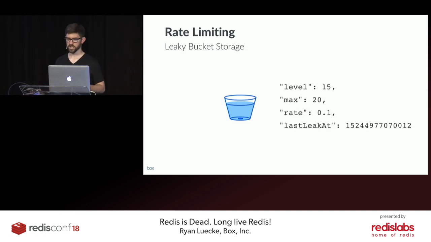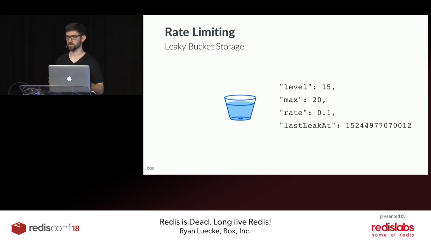And in reality, we actually need to find a way to store this bucket somewhere. So for example, we have all these fields. The level of this bucket was 15 from the earlier example, out of a max of 20. We're able to have a 10 per second rate, so that's 1 over 10 is their leak rate. And then this is an implementation detail: we're going to store the last leak time.